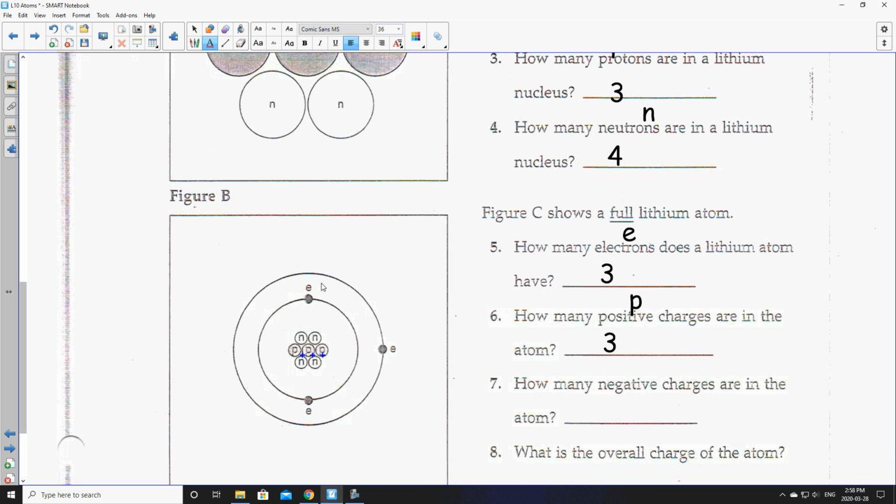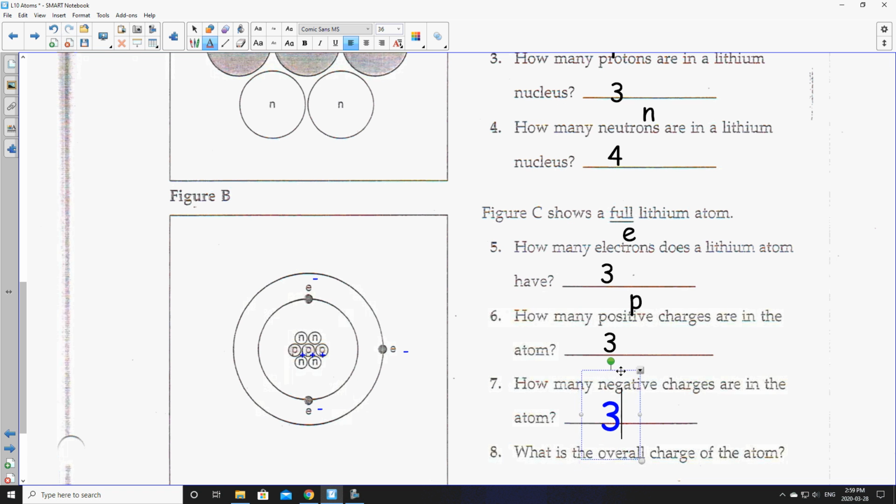Okay, and then there's 3 negatives right here. Okay, so here's a negative right here because that's an electron. Electrons are negative. Okay, this is another negative right over here. So you have to start making a connection between the positives and the negatives. Okay, the positives and the negatives. So there are 3 negative charges because the E's are negative charges.